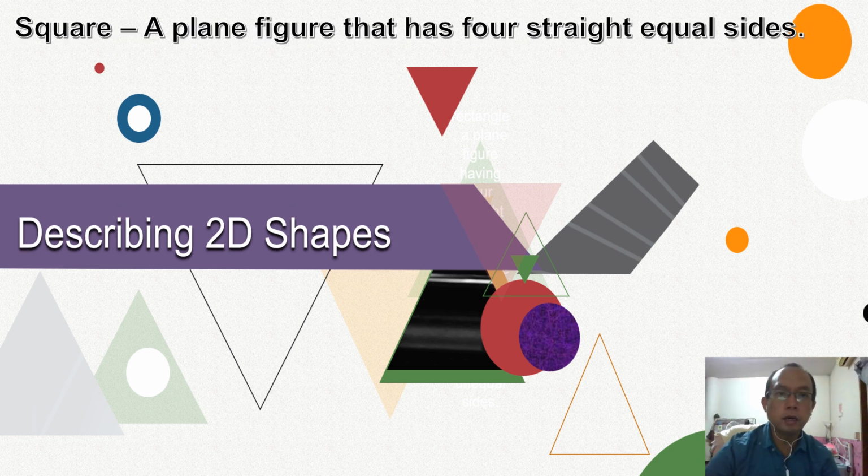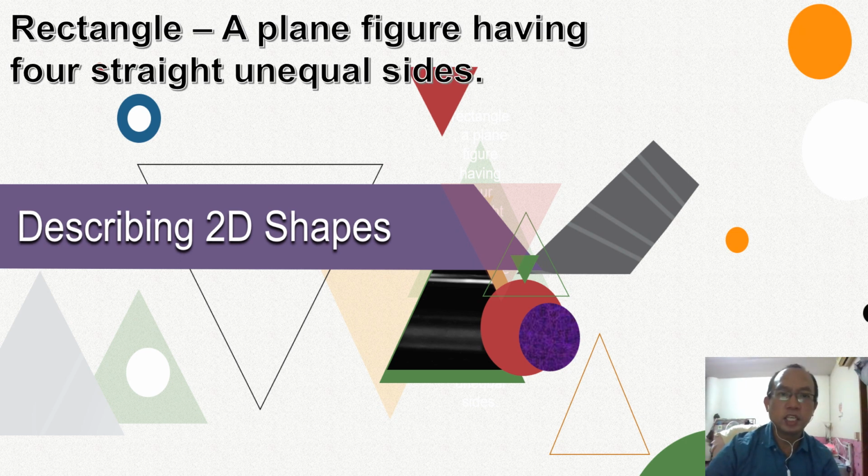Next is a square. What is a square? It is a plain figure that has 4 straight equal sides. Good answer. Last is a rectangle. So what is a rectangle? It is a plain figure having 4 straight and equal sides. Good job, students.